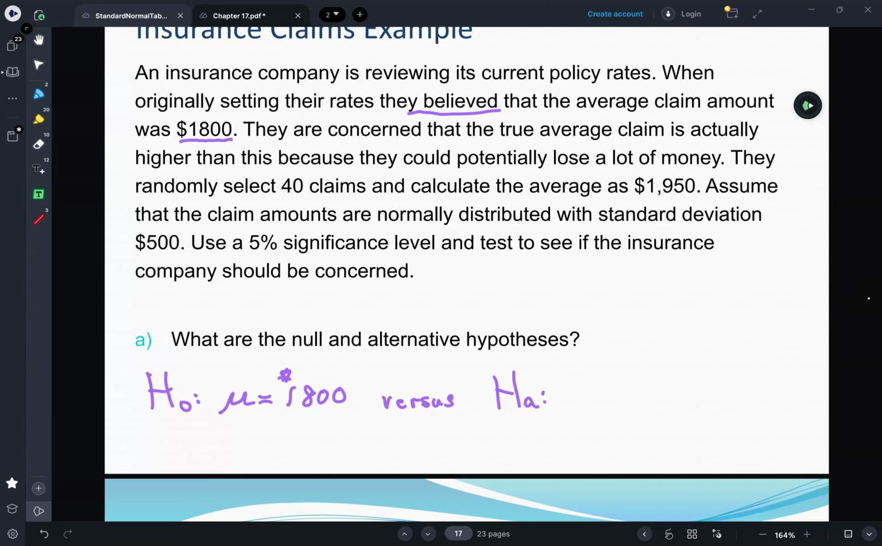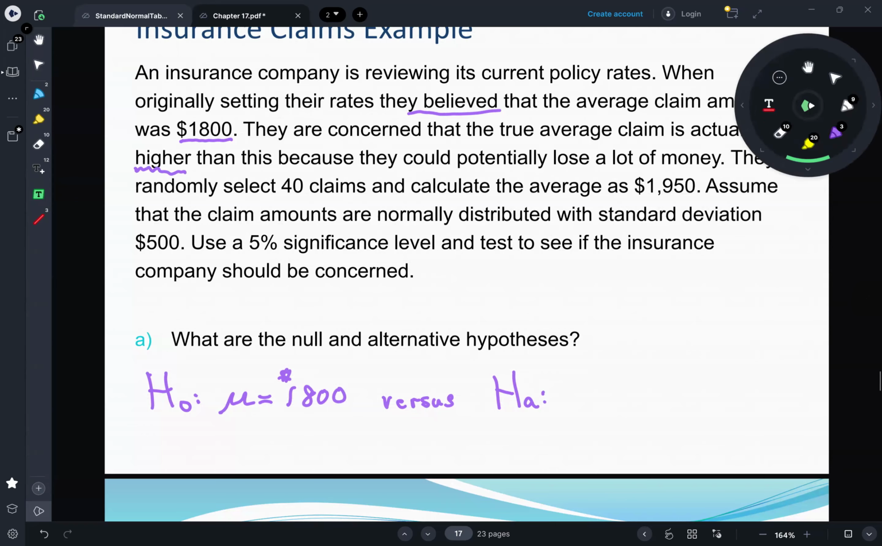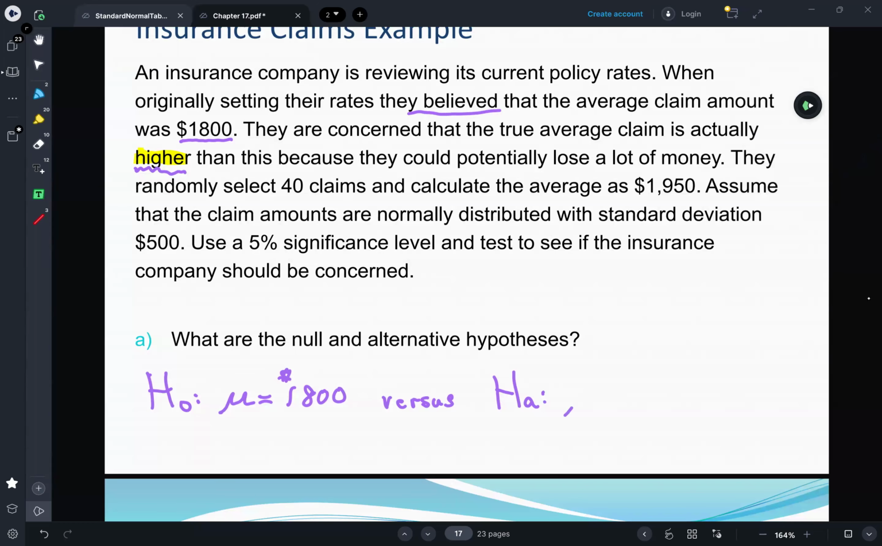So what is the alternative in this case? What would we test? Greater. Right, because they think maybe it's higher. Here's a key word, I'll highlight it: higher. That tells us that we want to go higher. Mu is greater than 1,800. So we have here a one-sided test.